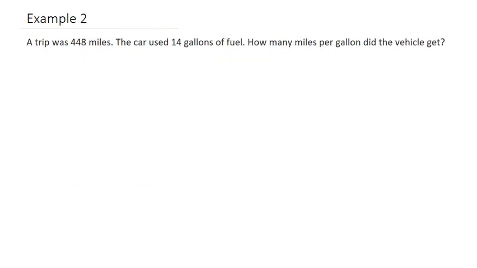So now let's do another example. Now we have a trip that was 448 miles. The car used 14 gallons of fuel. How many miles per gallon did the vehicle get? So once again, we are dividing. We have our number 448, and we're going to divide by 14. So we put the 14 on the far left of the symbol. Now, like before, we're going to take 14, and we're going to see how many times it can go into 4, which we know it can't because 4 is much smaller. So we will look at the first 2 numbers.